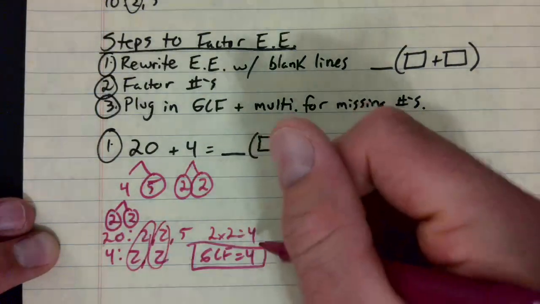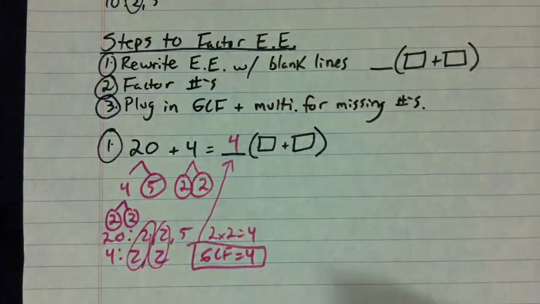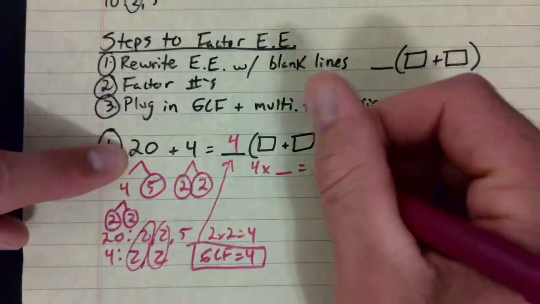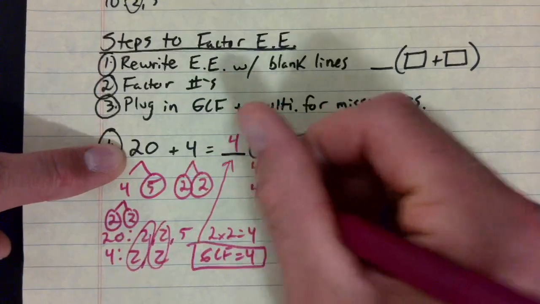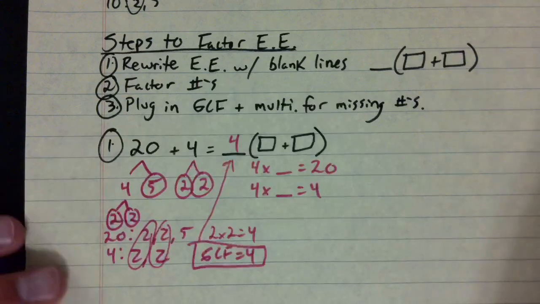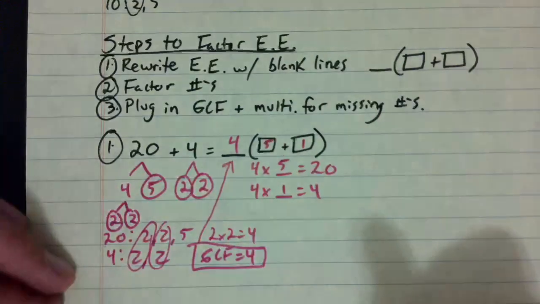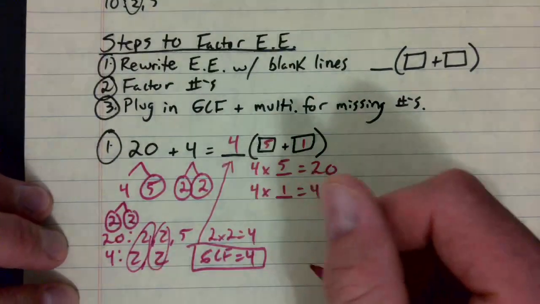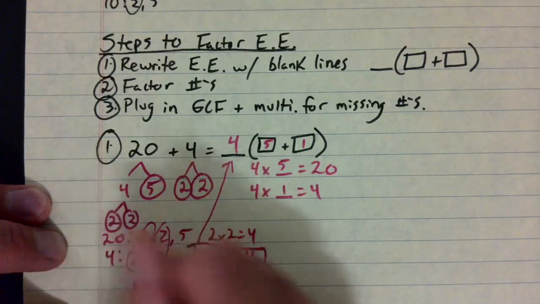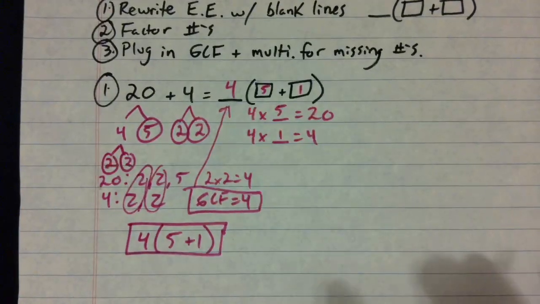Now we take that GCF and plug it in right there. So now we have 4 times the quantity blank plus blank. So 4 times what will give you 20, and 4 times what will give you 4? Well, that's simple. 4 times 5 gives you 20, and 4 times 1 gives you 4. So your equivalent expression is 4 times the quantity 5 plus 1. That's it. 4 times quantity 5 plus 1 is your answer. Let's try another one.